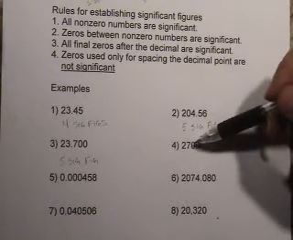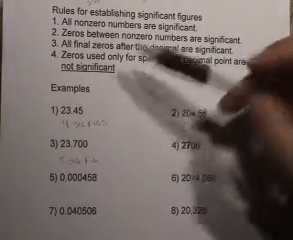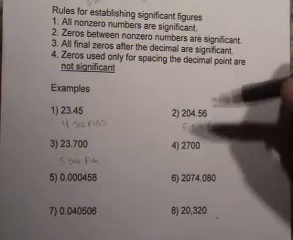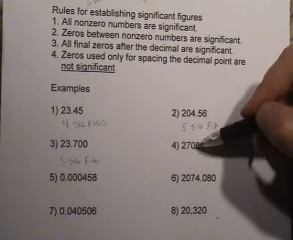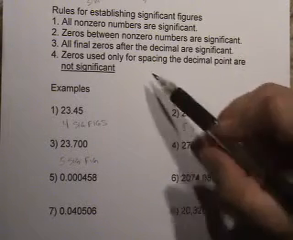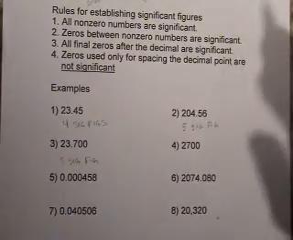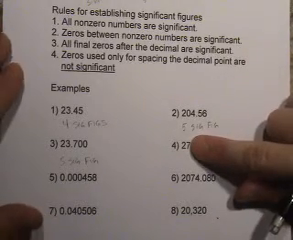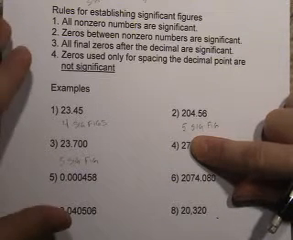Example number 4, 2700. Now this one is a little bit different. This said all final zeros after the decimal are significant, but there's no decimal here. So are these 2 zeros considered to be significant? This one falls under the rule for number 4. Zeros used only for spacing the decimal point are not significant. So if you could imagine, for example, that I were to remove those 2 zeros, that would change the value of the number from 2700 to only 27.